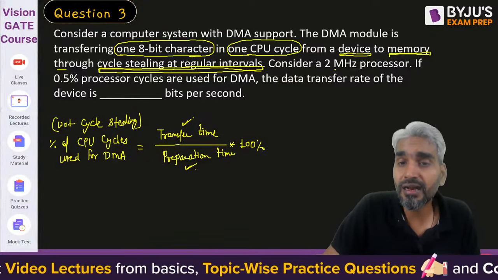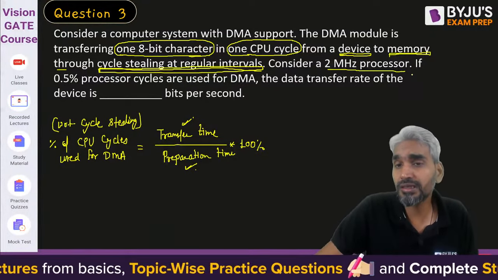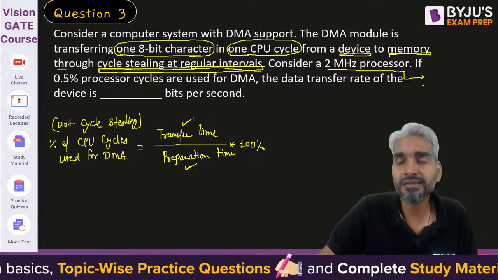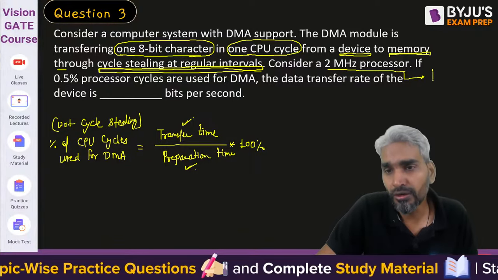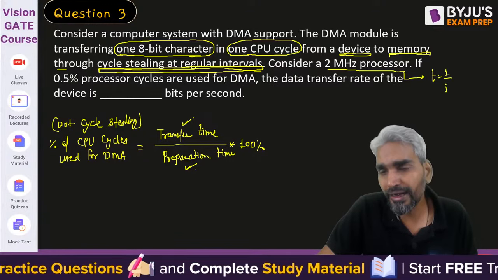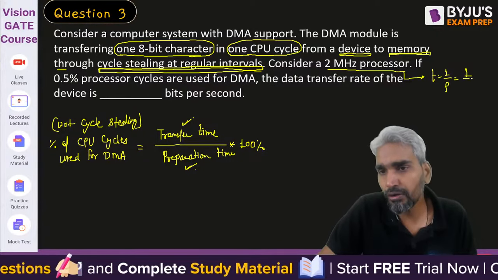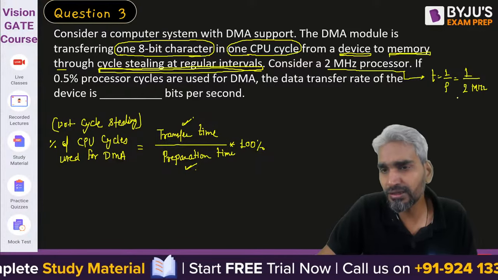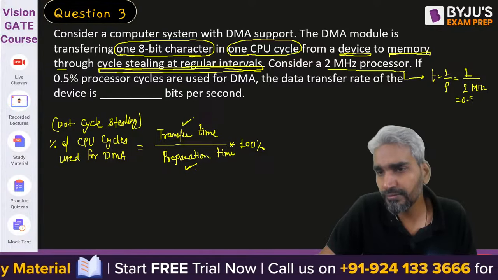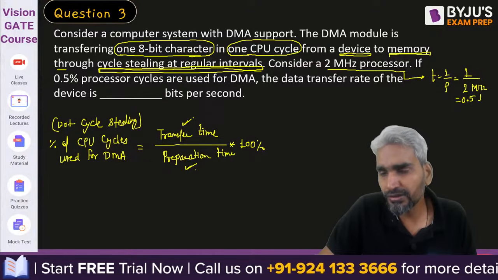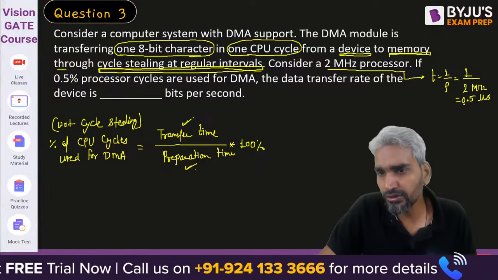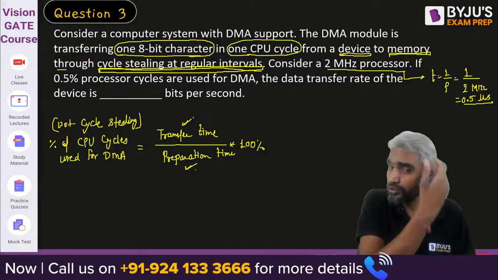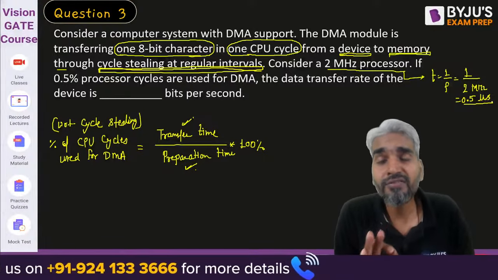Sir, consider a 2 megahertz processor. So it is given that the processor is of 2 megahertz, therefore time period will be equal to 1 by f. So we know 1 upon 2 megahertz will be nothing but 0.5 microsecond. Megahertz will be 10 to the power 6. So this will be 0.5 microsecond. So cycle time is 0.5 microsecond.